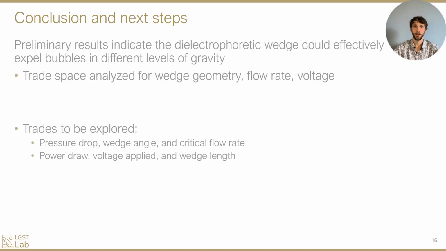To conclude, we analyzed the trade space for wedge geometry, flow rate, and voltage, and our preliminary results indicate that the dielectrophoretic wedge is an effective bubble expulsion device. However, we still need to analyze the relationship between the pressure drop, wedge angle, and critical flow rate, as well as the power draw of the system.